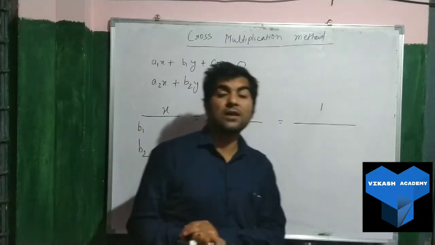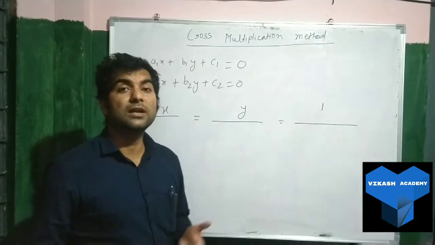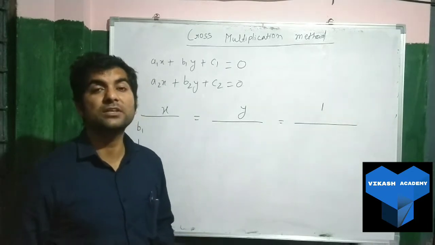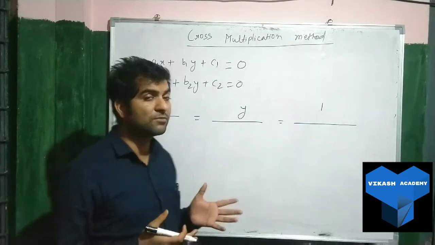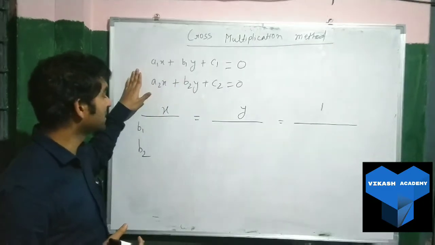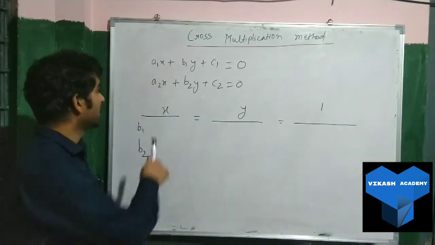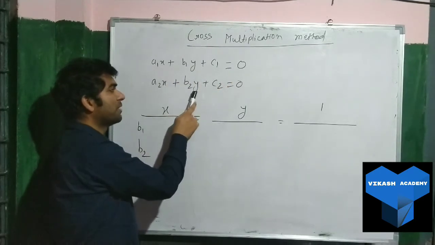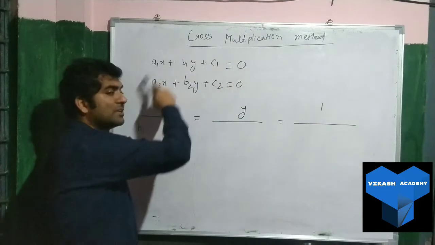Hello students, now we are going to learn about the new method for solving linear equations. Linear equations in two variables. We take the general form of the linear equation: a1x + b1y + c1 = 0, a2x + b2y + c2 = 0. So we always write it in this form.